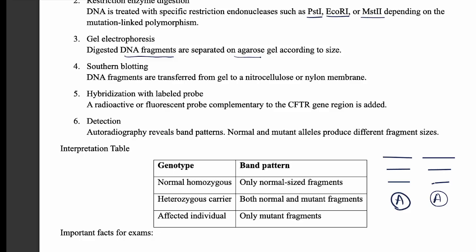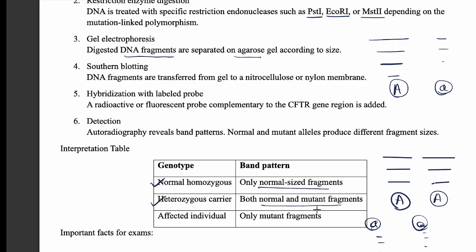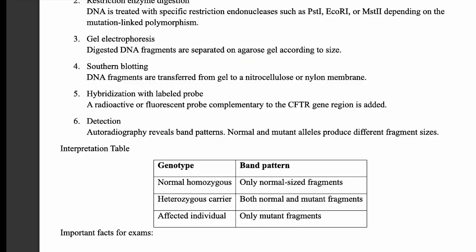Now suppose the fragments generated on one chromosome are like this and on the other are like this. So now we can say that here it was a normal chromosome, but here it was a recessive or mutated chromosome. And suppose both of the chromosomes are like this only. So we can say that the person is definitely infected with that particular disease. So normal homozygous gives normal size fragments, heterozygous carriers show both types of fragments, and affected individuals will carry only the mutant fragments.